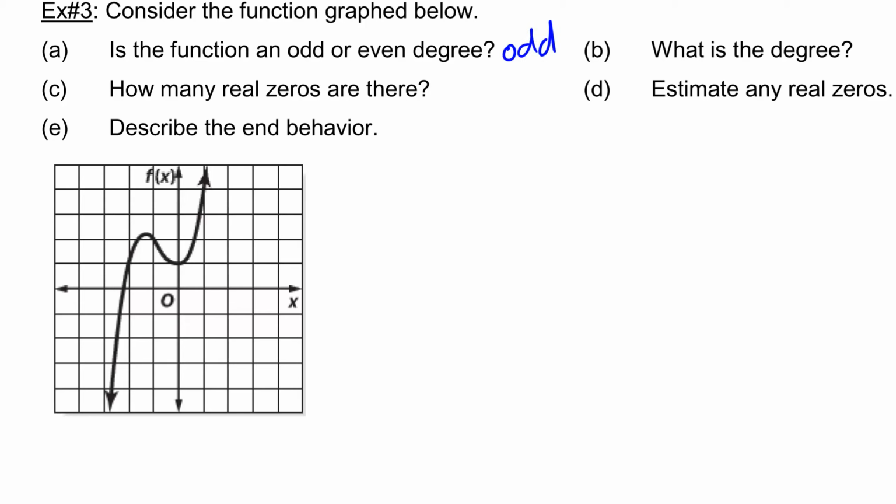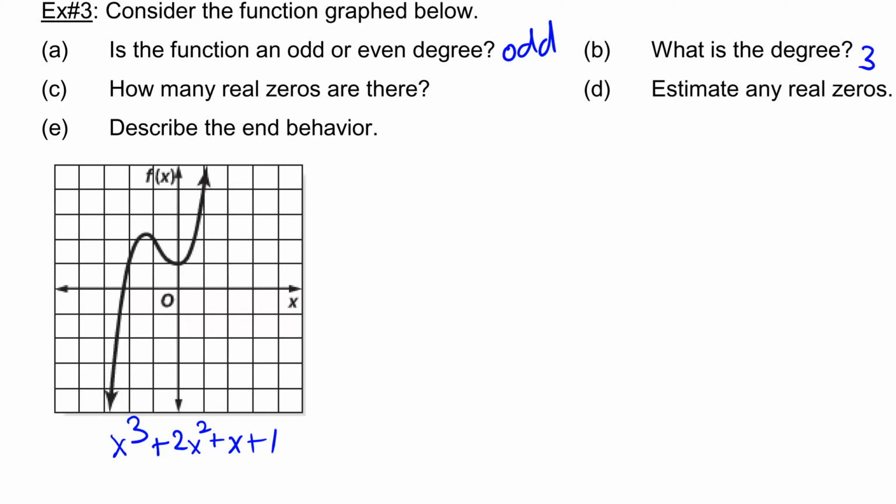All right, B is asking for the degree. So maybe this is x cubed plus x squared plus x plus 1, right? I don't know if this is the actual equation of the graph, but when I ask you this question, I will give you the actual equation, right? Does that make sense? I'm not going to ask you what the degree is without actually giving you the polynomial. So what is the degree of this graph?